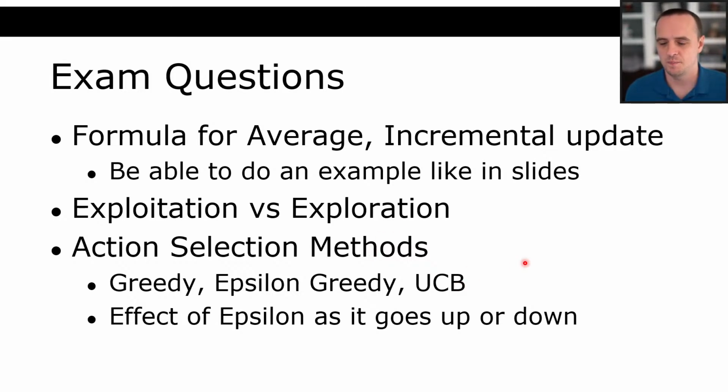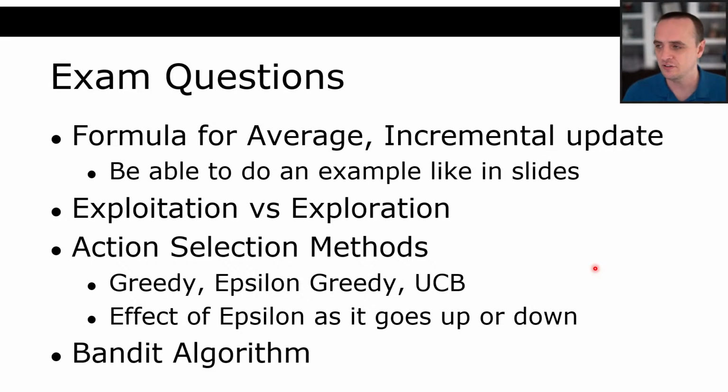If I'm going to ask you about the UCB formula, I'm not just going to be asking you to write the formula. I'm going to give you the formula. And I'm going to ask you something about the individual parts, like why does uncertainty go up if this value changes, etc. And the effect of epsilon as it goes up or down. So for example, if we have a high value of epsilon or a low value of epsilon, which learns faster, which explores more, and the overall Bandit algorithm and the pseudocode that I did.